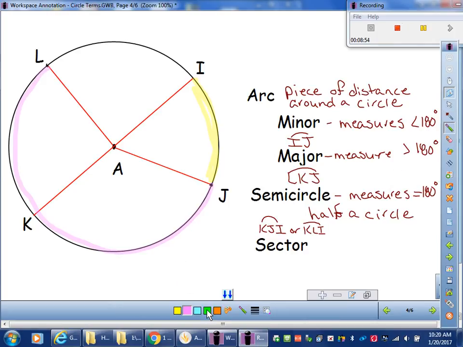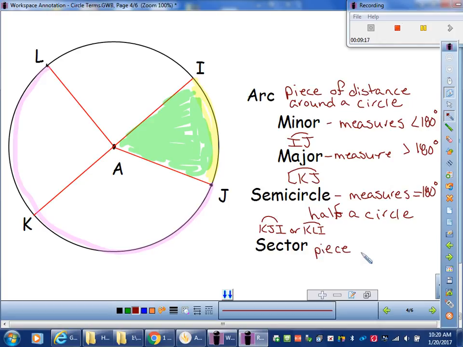And when they are talking about a sector of a circle, they're talking like a piece of the pie. A sector of a circle is a little different. A sector of a circle is like a piece of the area of the circle.